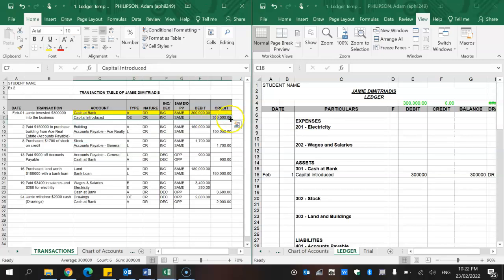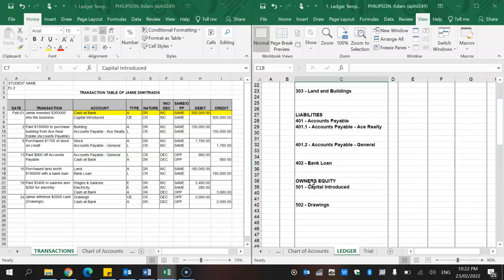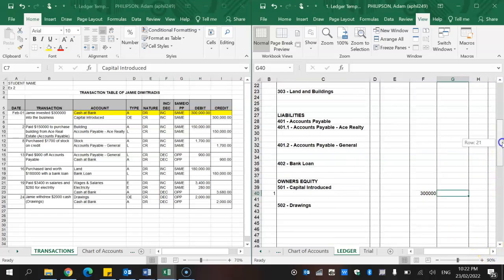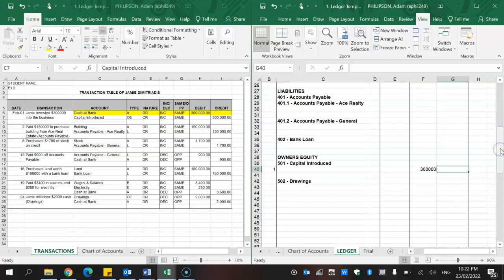And so this line's telling us we're posting $300,000 credit to the capital introduced account. So we come down here to the capital introduced account down the bottom in our owner's equity. We put our date, February the 1st. Our transaction says $300,000 credit, so we put $300,000 into the credit column, and we need to put a balance in there as well. Because we put $300,000 into the credit column, and that's the only transaction, the balance of this account is $300,000 credit.